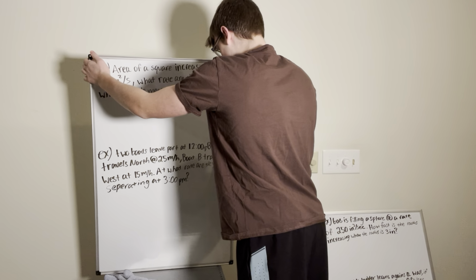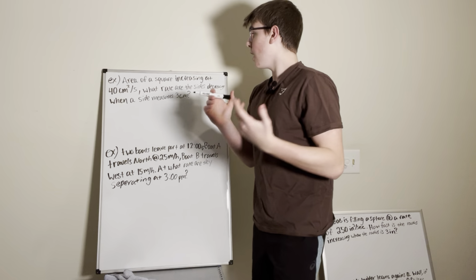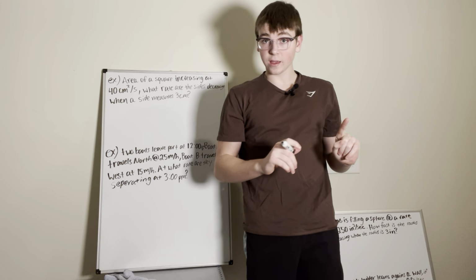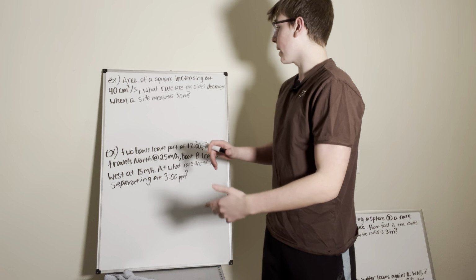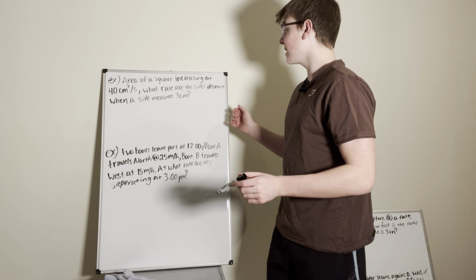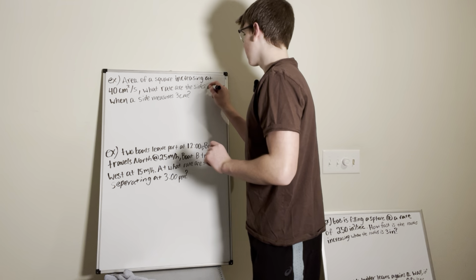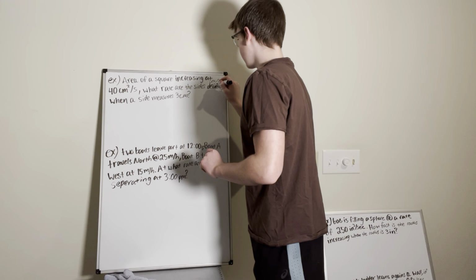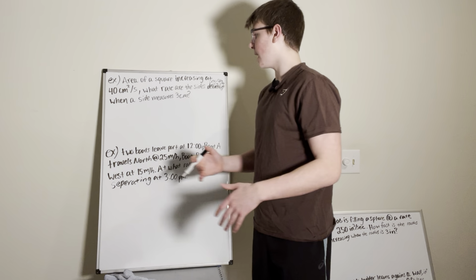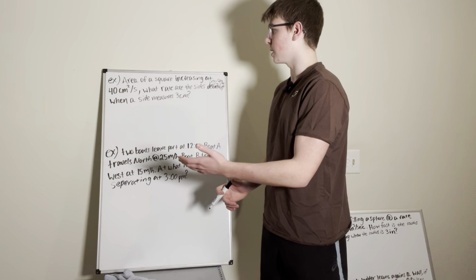Okay, so the area of a square is increasing at 40 centimeters squared per second. At what rate are the sides increasing? Sorry, that should probably be, what rate are the sides increasing when a side measures 3 centimeters?